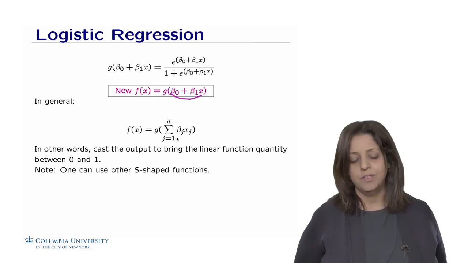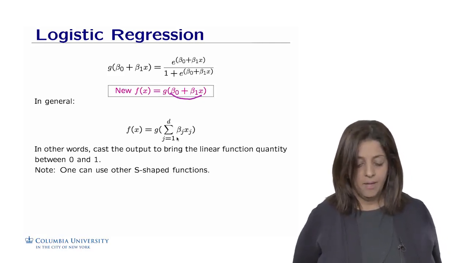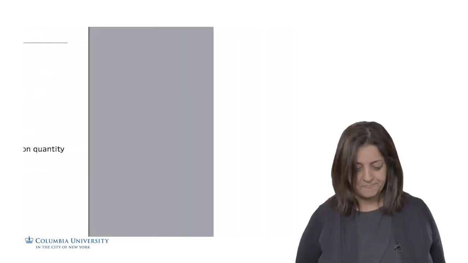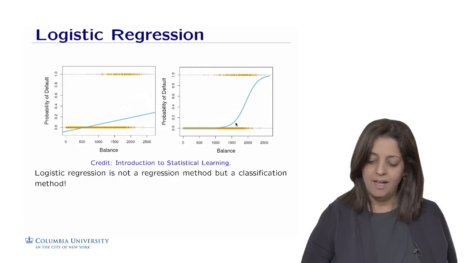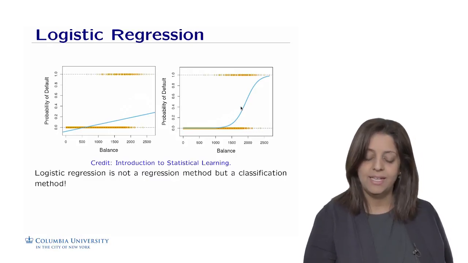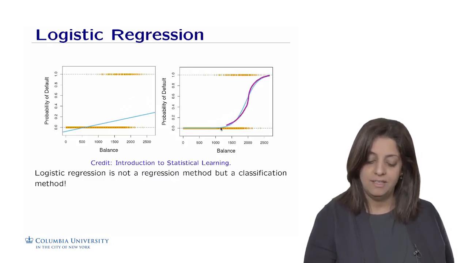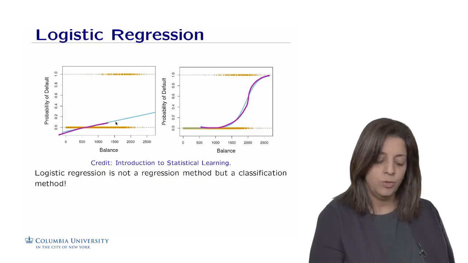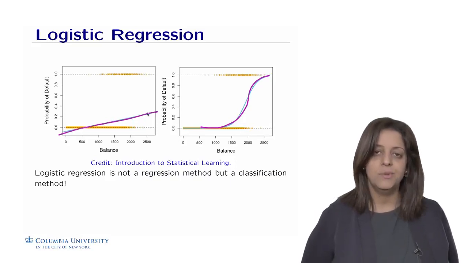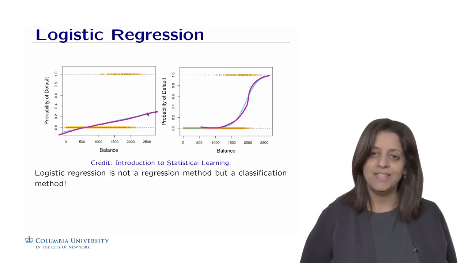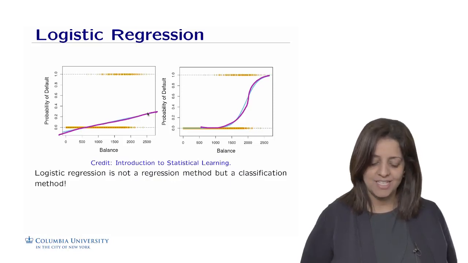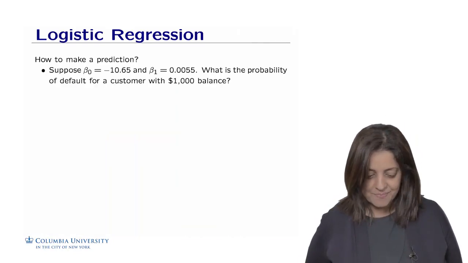One can use any other kind of S-shaped function as a g to cast the results into between 0 and 1. So here's a comparison between what an S function would look like on the data of credit default as compared to the line that we are actually obtaining using linear regression. Note again that logistic regression is not a regression method but a classification method.